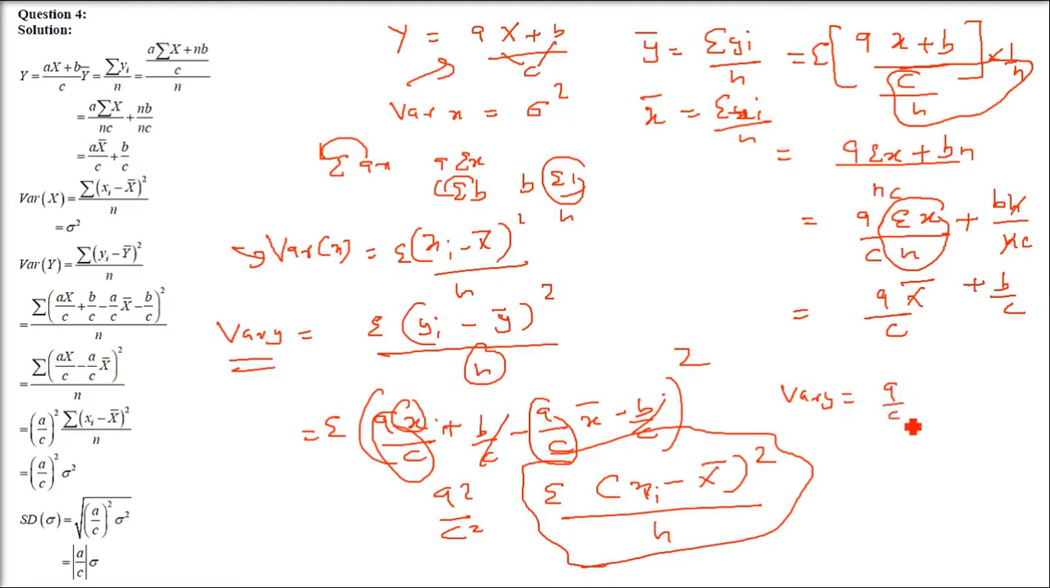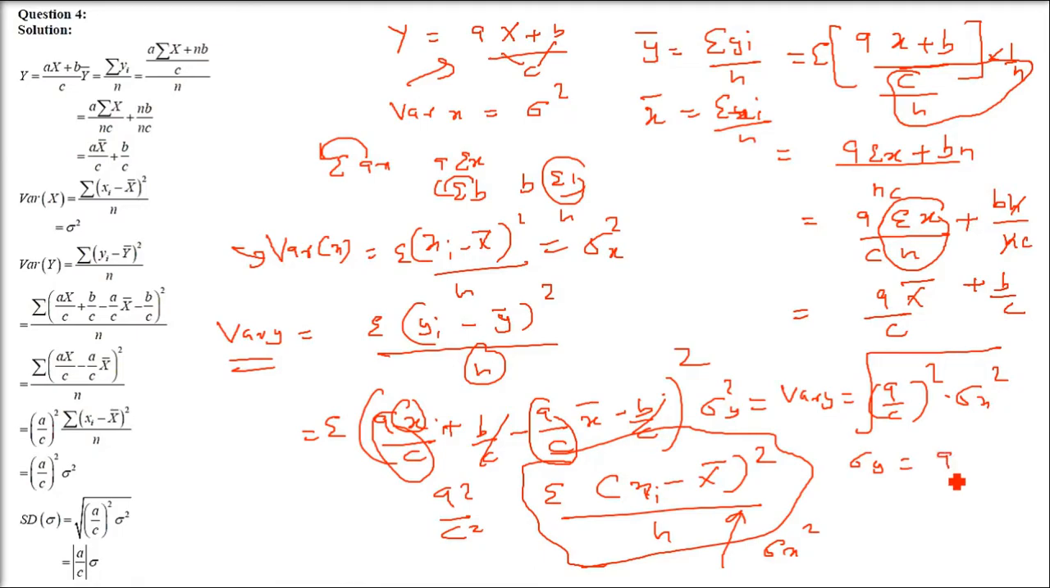And this is going to be equal to a square by c square times sigma x square. Variance is sigma square. So the variance of y is sigma y square. So sigma y is equal to the square root of this one. So a by c in mod, because plus minus both can come, times sigma x. So y's relation with x is like this.